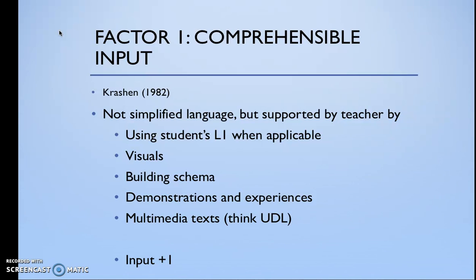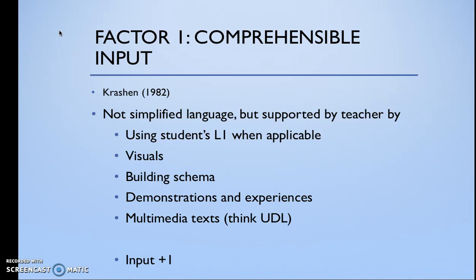The first factor was described by Krashen as comprehensible input. And this, like its name suggests, is not simplified language. It's not reduced baby talk, but rather it's a way of supporting an emergent bilingual's meaning making by using several techniques, such as, the easiest one, explaining in a student's first language. If that is a language that is shared, you're trying to explain something, maybe a difficult point about content, and you both speak the same language. In Spanish, for example, you could explain what that means.